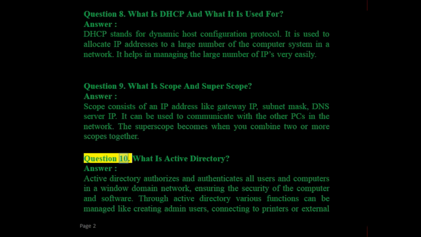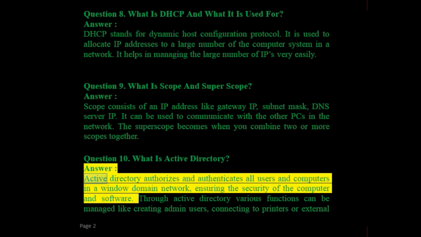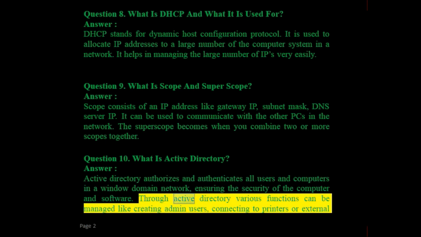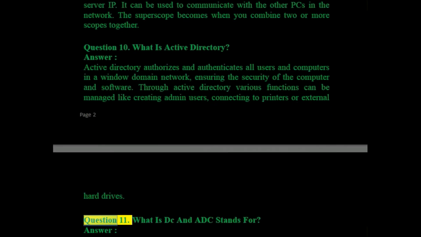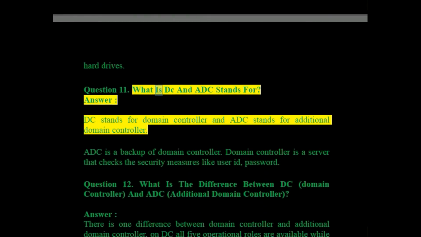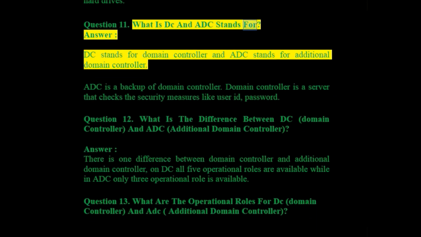Question 10. What is Active Directory? Answer: Active Directory authorizes and authenticates all users and computers in a Windows domain network, ensuring the security of the computer and software. Through Active Directory, various functions can be managed, like creating admin users, connecting to printers or external hard drives.